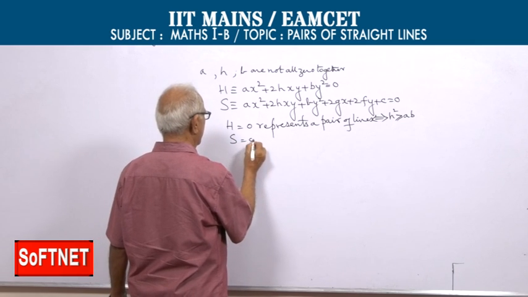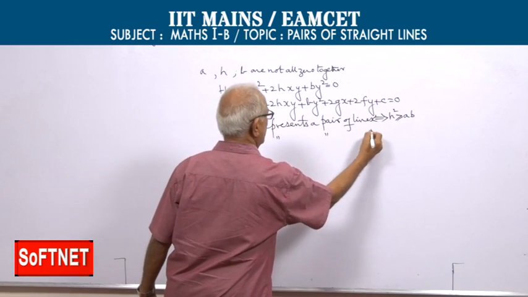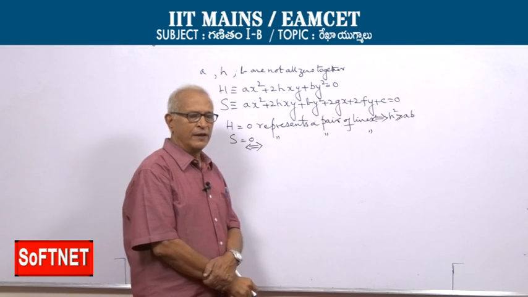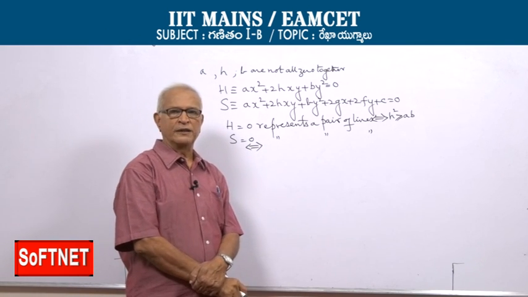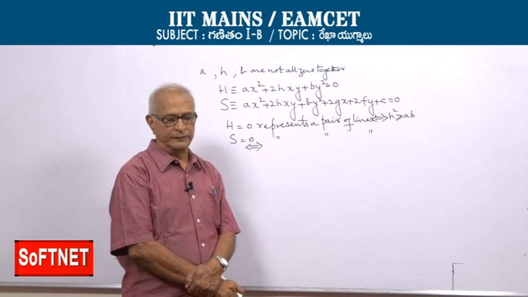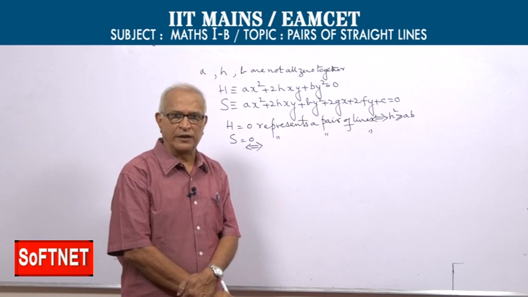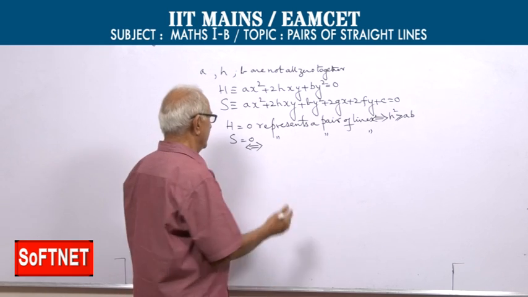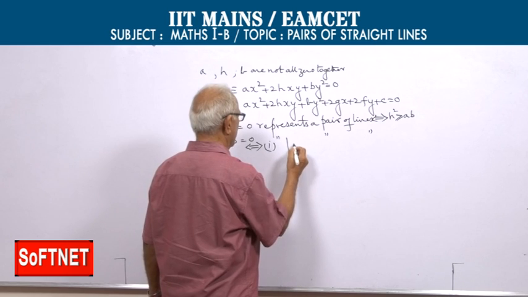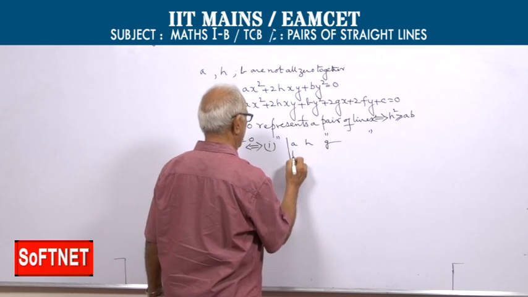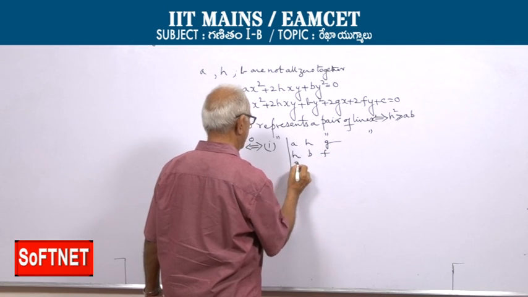S equal to 0 represents a pair of straight lines if and only if... Well, it is not one condition like h square greater than or equal to AB in the case of the general equation of second degree in x and y. ఇక్కడ set of conditions వస్తాయి. Necessary and sufficient conditions, they are a set of conditions. One, determinant A, H, G; H, B, F; G, F, C.